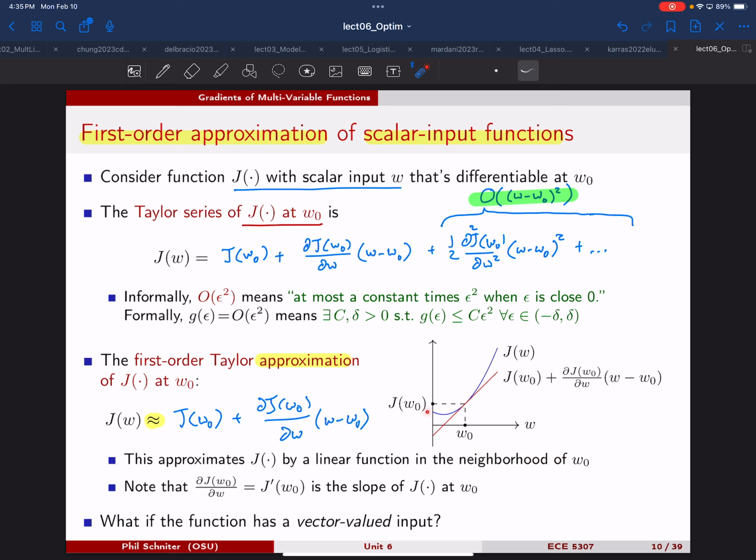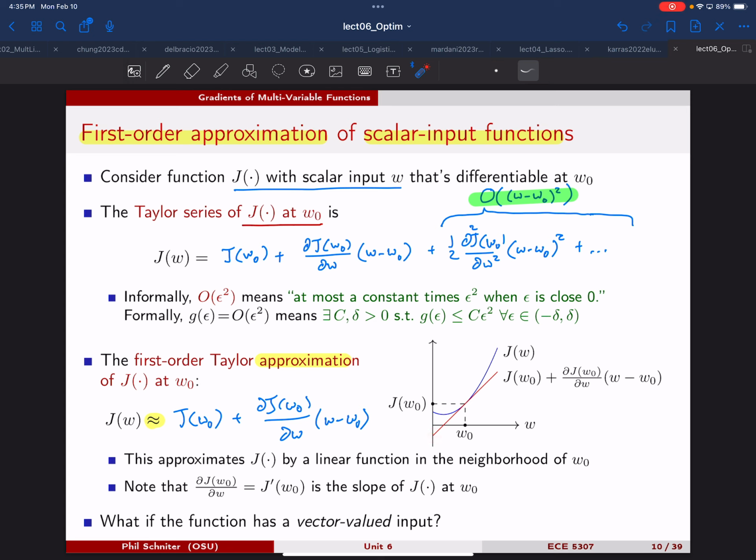So the blue is the true function J of W, plotted versus W. And here is our reference point W naught. And this is this approximation here. So you can see the approximation is linear because when you look at this equation, you can see it just changes linearly in W. You have W times some constant. That gives you the slope. And then these other two terms give you the intercept, which happens to be down here.